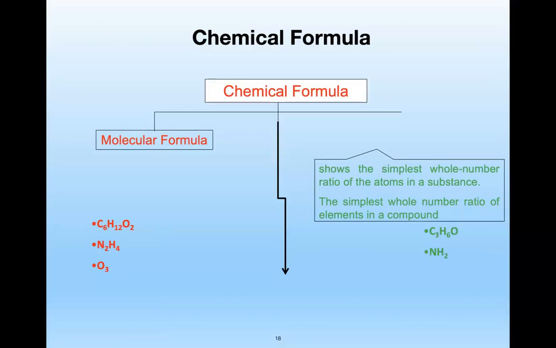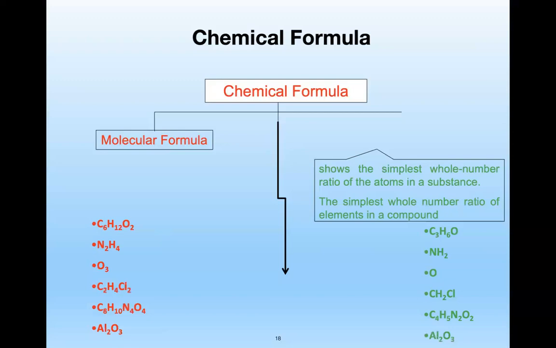What about O3? Now it is difficult, right? Because it is O3, how can you make it half? Then it is O. What about C2H4Cl2? It is CH2Cl. What about C8H10N4O4? It is C4H5N2O2.